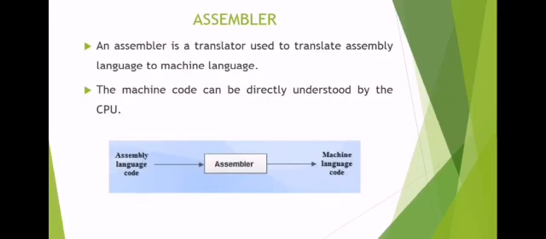Assembler. Assembler is a translator used to translate assembly language program to machine language code. The machine code can be directly understood by the CPU. Always remember, assembler is the translator which can only convert the assembly language program. Any program written in assembly language can be converted by assembler.